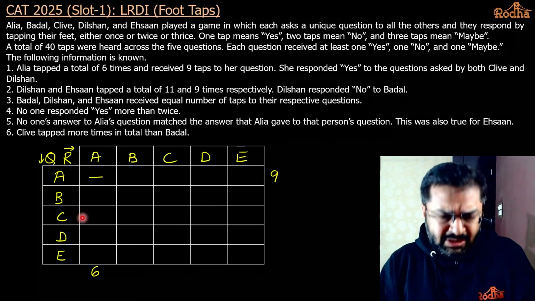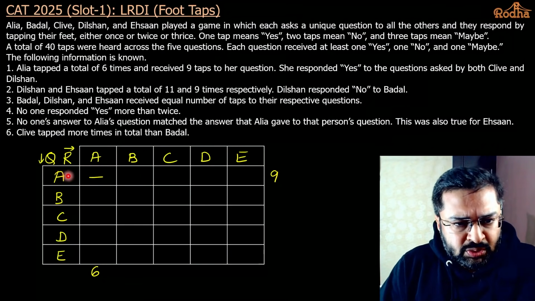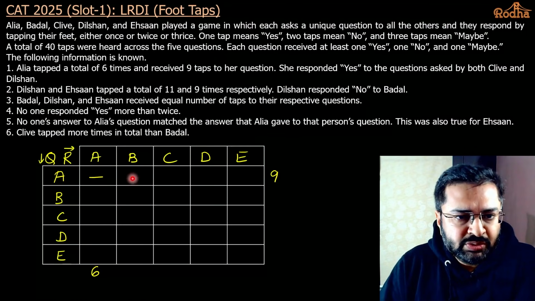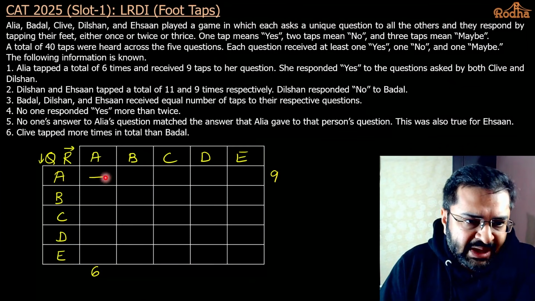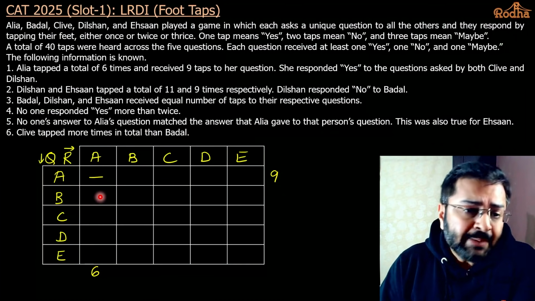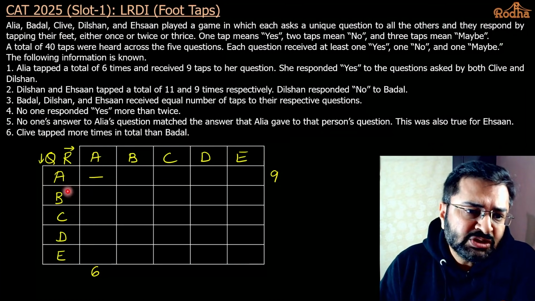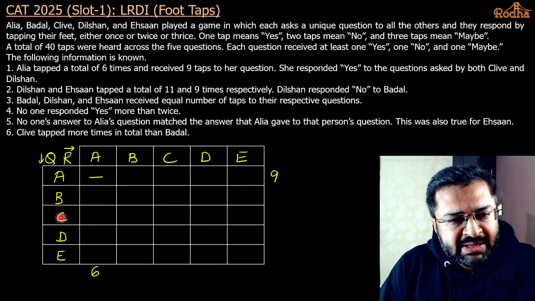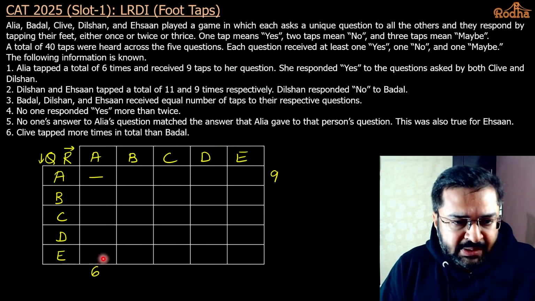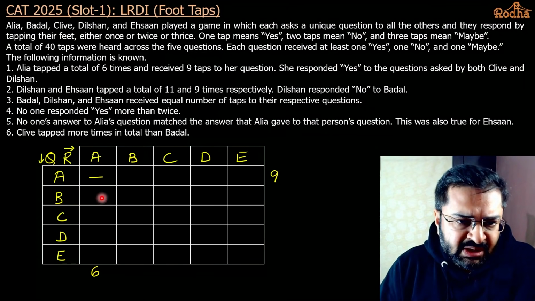This should be simple. Now this format and all is fine. So these are the responses. Here, all these 4, B, C, D, E, would be the responses to Alia's questions. The number of taps add up to 9. And these 4 cells would be the number of taps corresponding to Alia's responses to the questions asked by B, C, D, and E respectively. And this number adds up to 6. So this is given here and we can just do it like that.